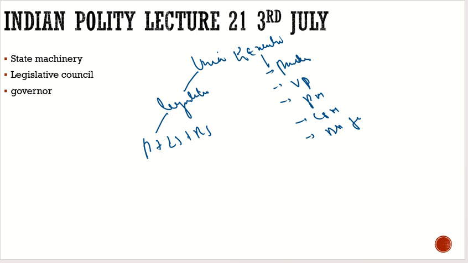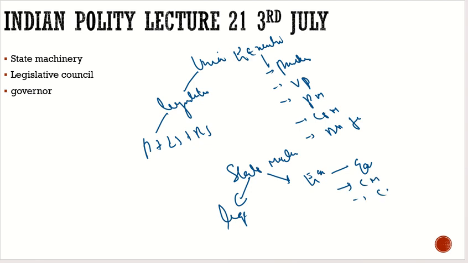So now today we have to discuss the state machinery. As we know, our country has a federal structure, so for the state the structure is almost the same. In the state machinery we will have the legislative part of the state and the executive part of the state. So what does the executive part contain? It is the governor, the council of ministers, the chief minister, and the advocate general of that particular state. This will contain the executive part.